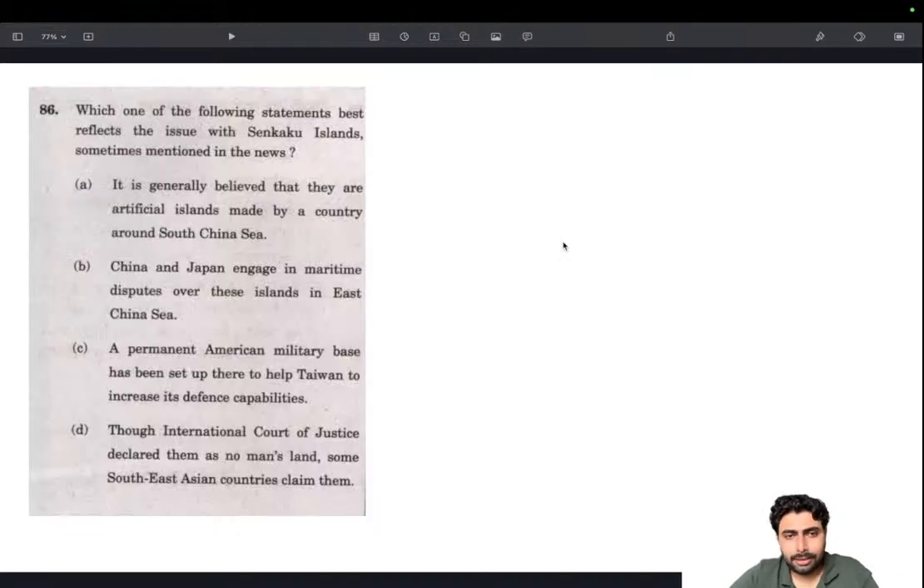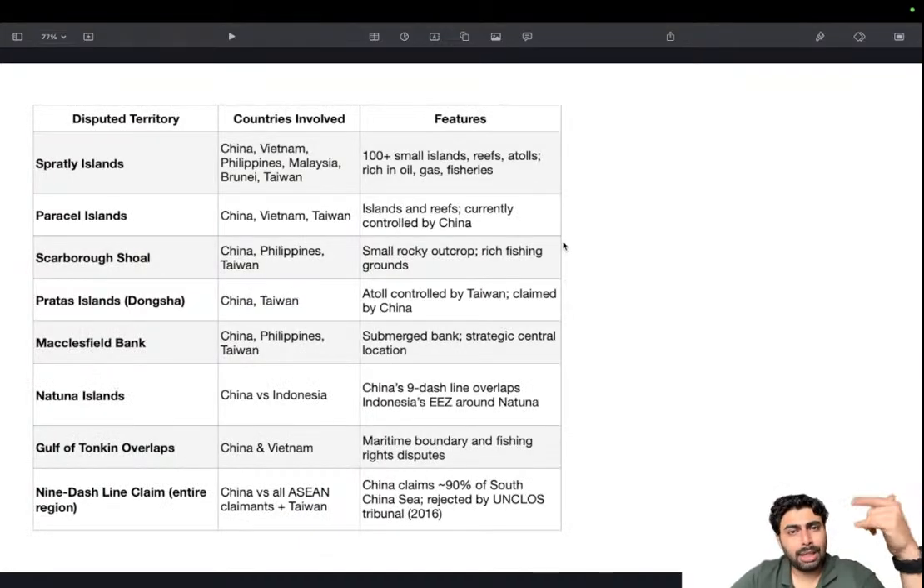And again, this South China Sea issue is something that has taken a back seat, but the issue is not at all resolved, and it's ever growing. India has taken multiple efforts like Quad to counter those issues. So it's always in the news, and there is a good chance that questions can be asked in a more factual way. Meaning, an island could be given, or a disputed territory could be given, and the countries involved in it could be asked strictly in a factual fashion.